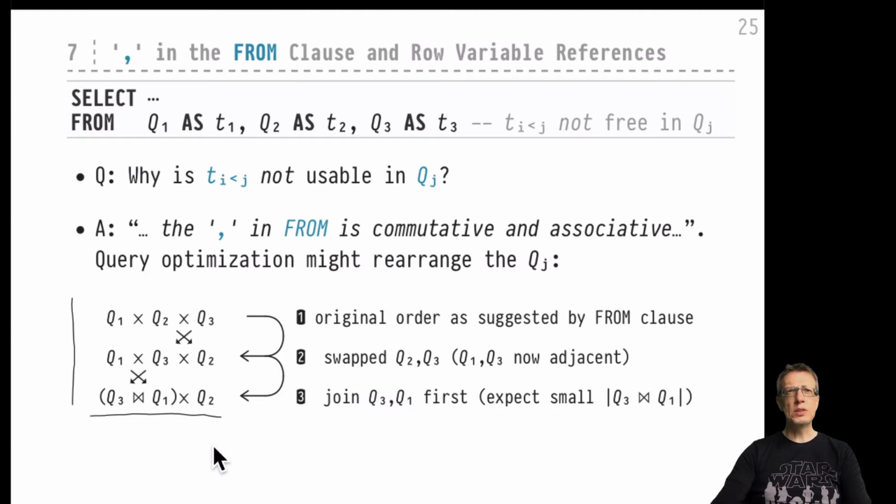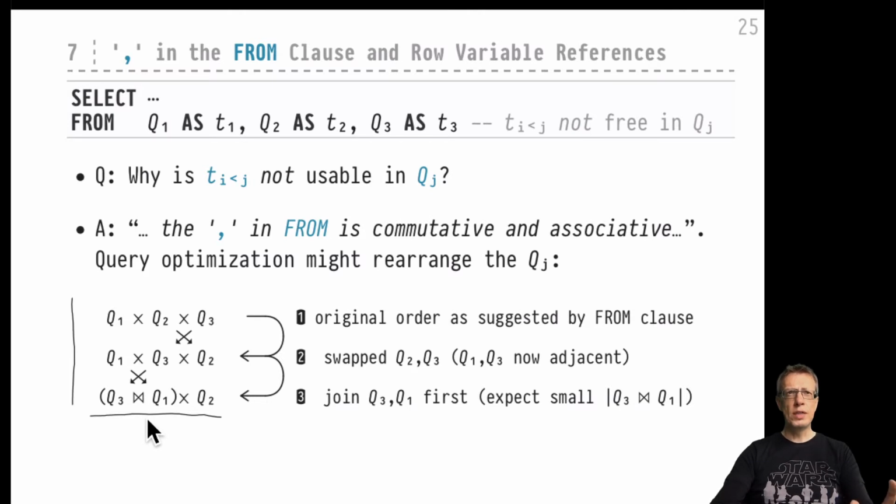We could, as a database system, decide that Q3 and Q1 should be considered first because they are connected by some probably selective join predicate. So what we are computing here is indeed not a Cartesian product between Q3 and Q1, but a join. And we would hope that the selective predicate removes many of the rows of the intermediate result produced by this join. So we would end up with fewer rows, which are then fed into the Cartesian product with Q2 here.